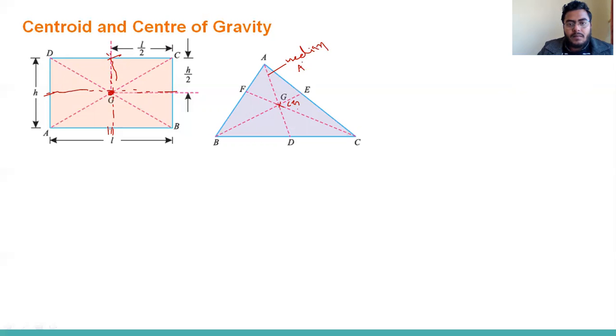Here AD, BE, and CF are the medians. A median is defined as a line connecting the vertex of a triangle to the middle point of the opposite side. So see, this median is joining a line between the vertex, that is A, and the middle point of line BC, the middle point of the opposite side, that is D. So joining these two points gives the median. Similarly, for B, this is the vertex and this is the middle point of line AC. So by joining B to E, this is the median.